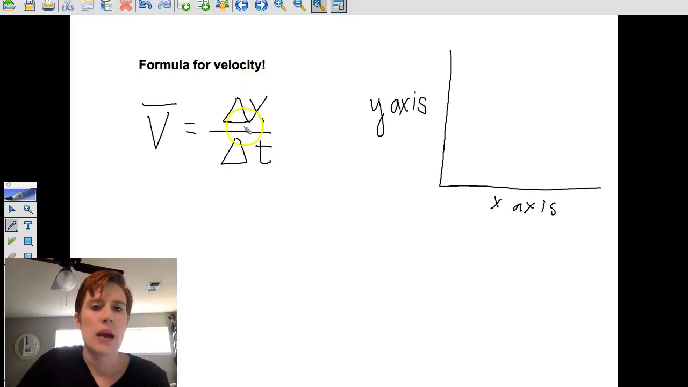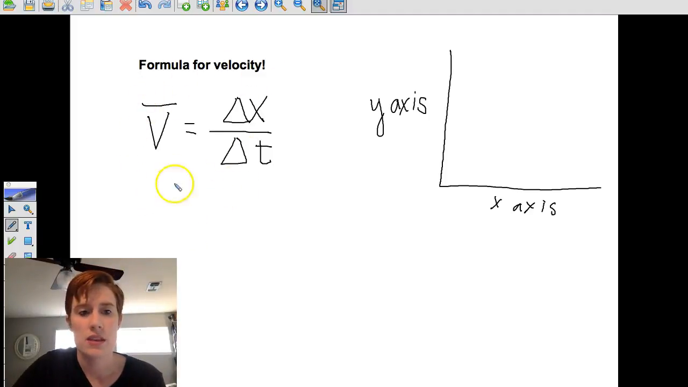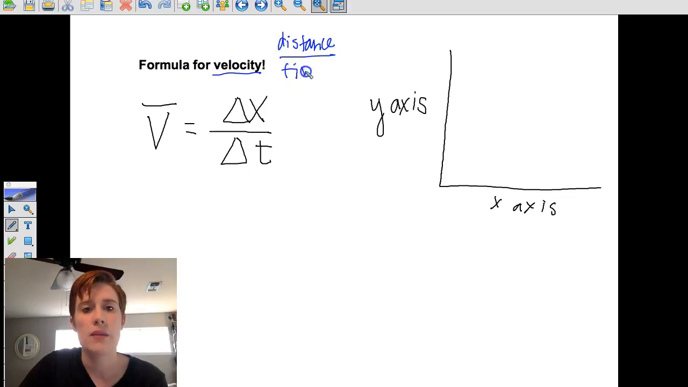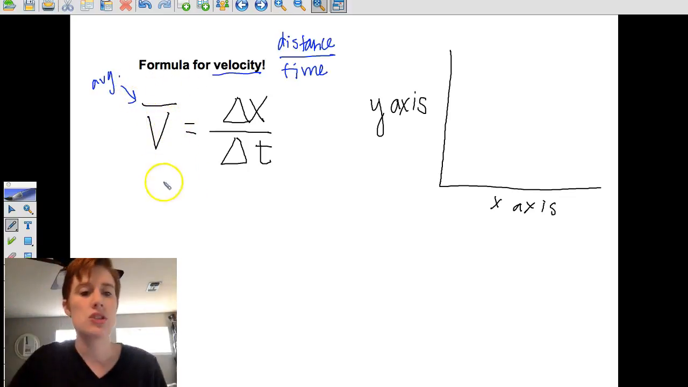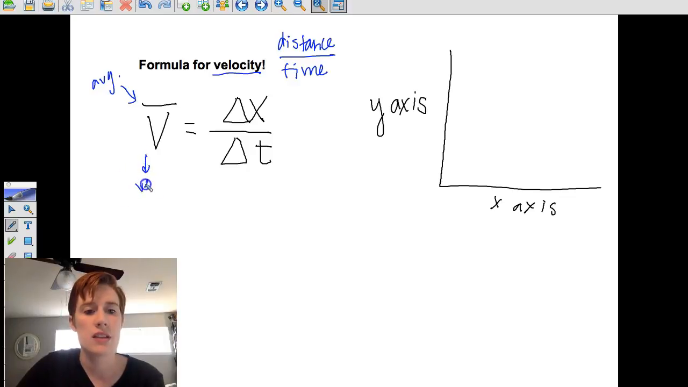This is really where we're going to camp out for the rest of the video on this formula. It's the formula for velocity. Velocity is very similar to speed. It's the distance that you traveled divided by the time it took you to travel that distance. We show average velocity with this line. That line stands for average. So whenever you see this line above the letter, that means average. And then the V stands for velocity.